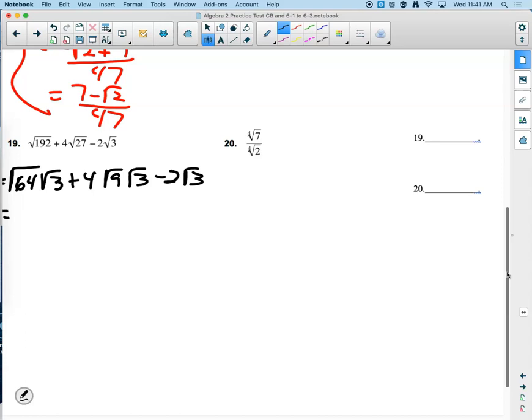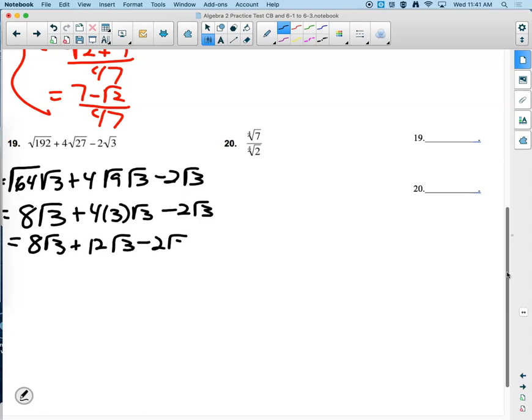What's the square root of 64? Oh my goodness. Must be writing too fast for the smartboard. That did not look like an 8. Square root of 9? What do I do with that 4 and the 3 right in the middle there? Good. Multiply them together. So 8 square roots of 3 plus 12 square roots of 3 minus 2 square roots of 3 is a grand total of what? 18 square roots of 3.